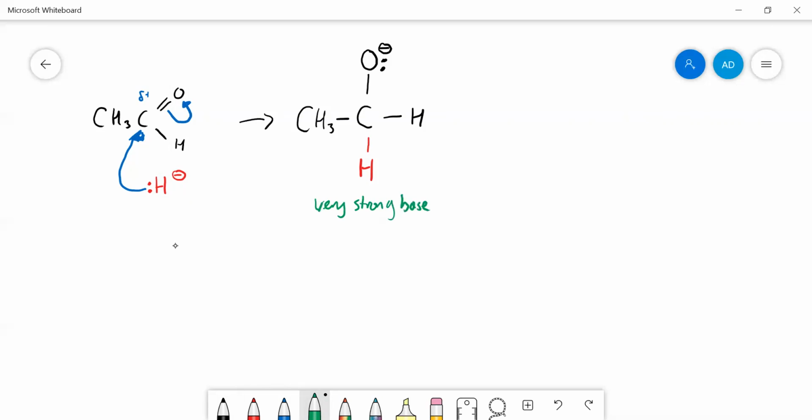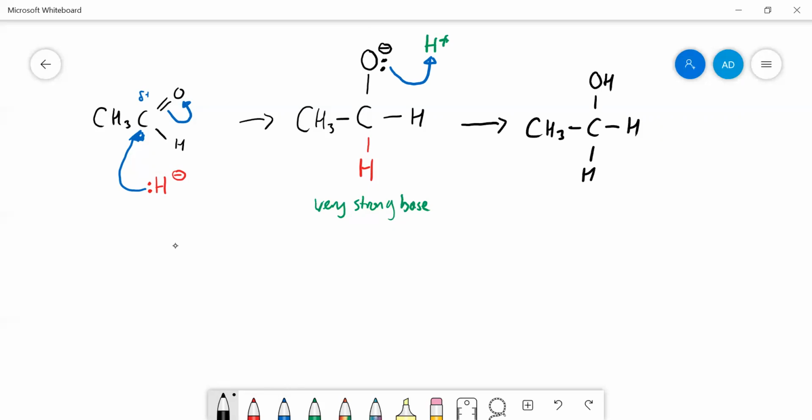That means it's very good at accepting protons. So it will take a proton off the solvent. We don't have to actually show that. We can just write it down as H+. So if I write down H+ here, what's going to happen is that pair of electrons is going to go and form a bond to that. And so we can see that the final product is going to be the alcohol.